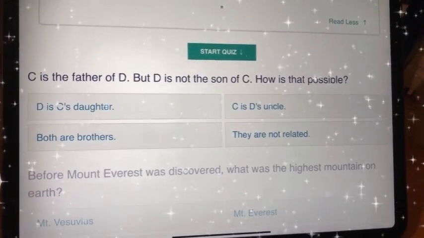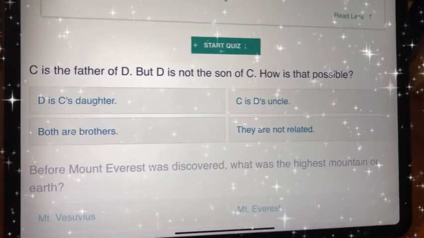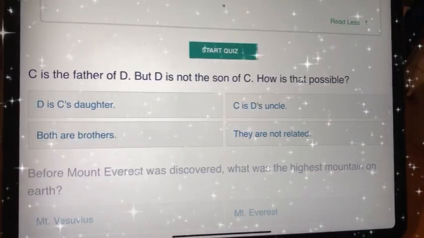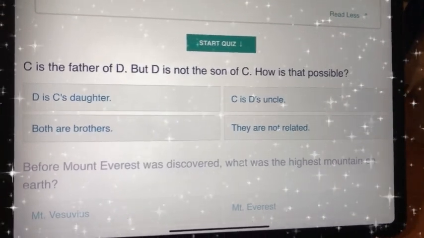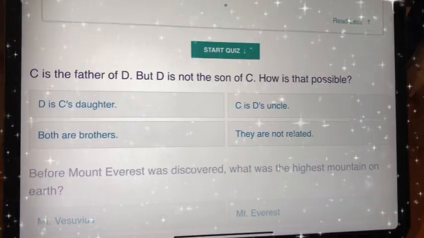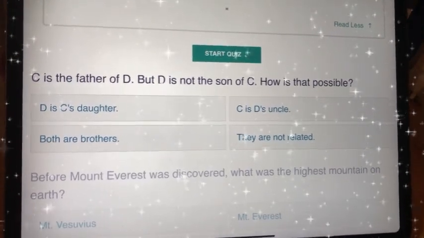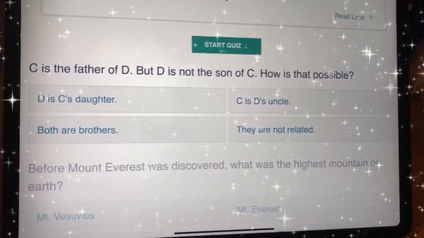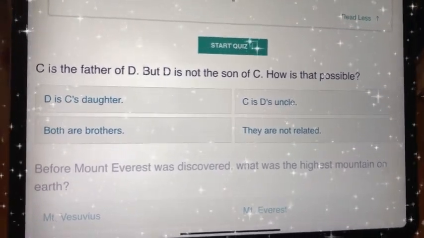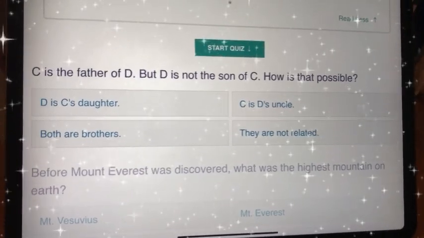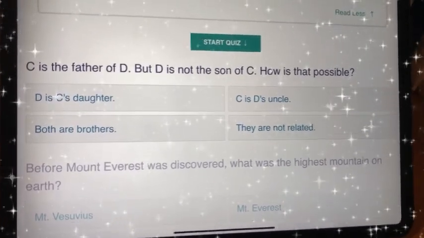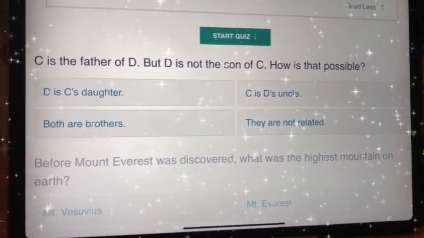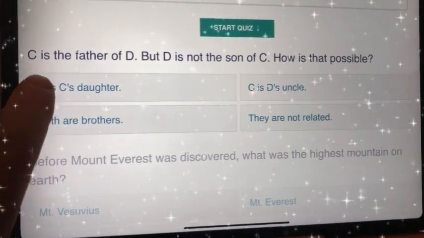Yeah, the clue is the top left there, straight away. So C is the father of D. So D is the daughter, but D is not the son of C. C is D's uncle. No, that can't be right either. Both are brothers. No, they're not. And then they are not related. We can eliminate that. Yeah, the clue is top left. D is C's daughter. So C is the father of... How is that possible? So the answer is that one.